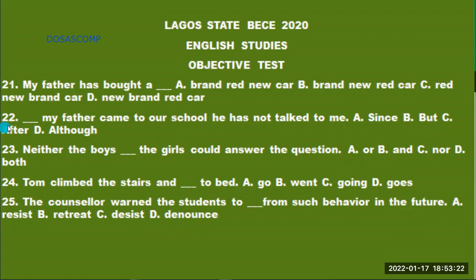Now, question number 22. Dash, my father came to our school. He has not talked to me. Now, what fits in naturally here is option A, which is since. Since my father came to our school, he has not talked to me.